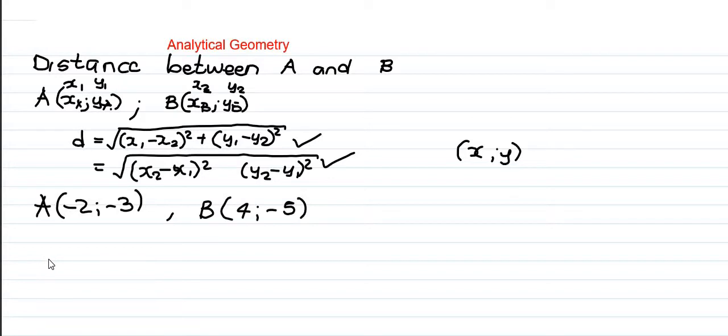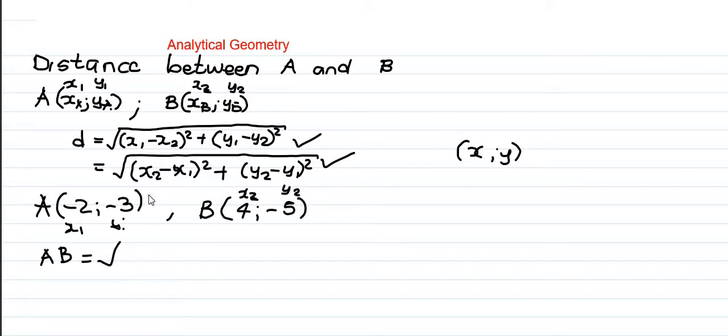So now, if we want the distance between A and B, we can use either formula, the first version or the second version. If we use the first formula, so the distance between A and B, you start by writing AB equals the square root of x1 minus x2 all squared plus y1 minus y2 all squared. So this one is our x1, this one is our y1, and then this one is our x2, and then this is our y2.